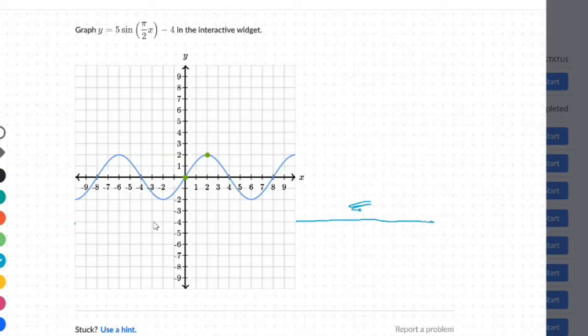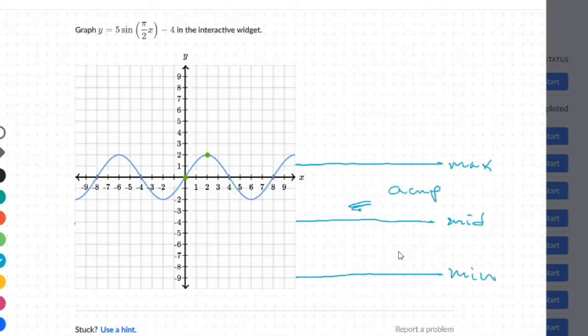So down here is my midline. I have an amplitude of 5. So 1, 2, 3, 4, 5. Well, that stinks that I can't draw on the graph. And then 1, 2, 3, 4, 5. So there's my midline. This is the max. This is the min. The amplitude is in between. Are you guys okay with that so far?